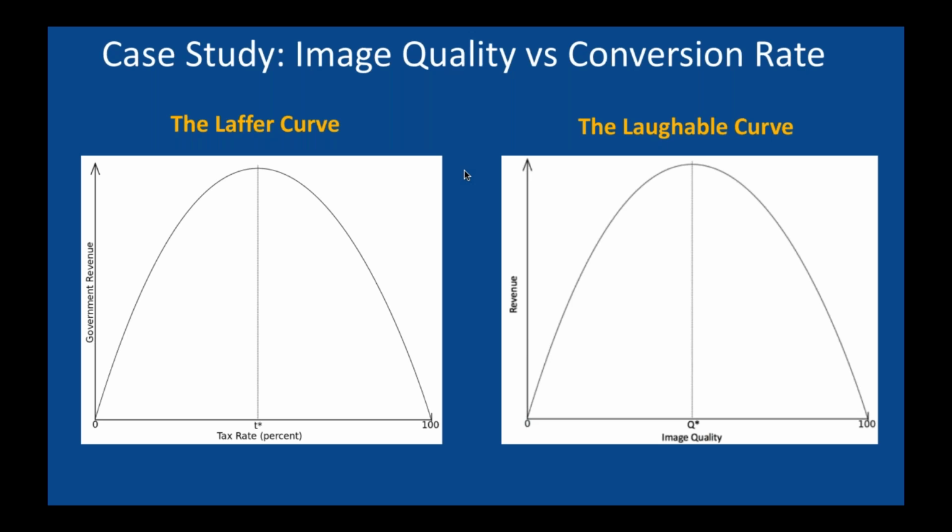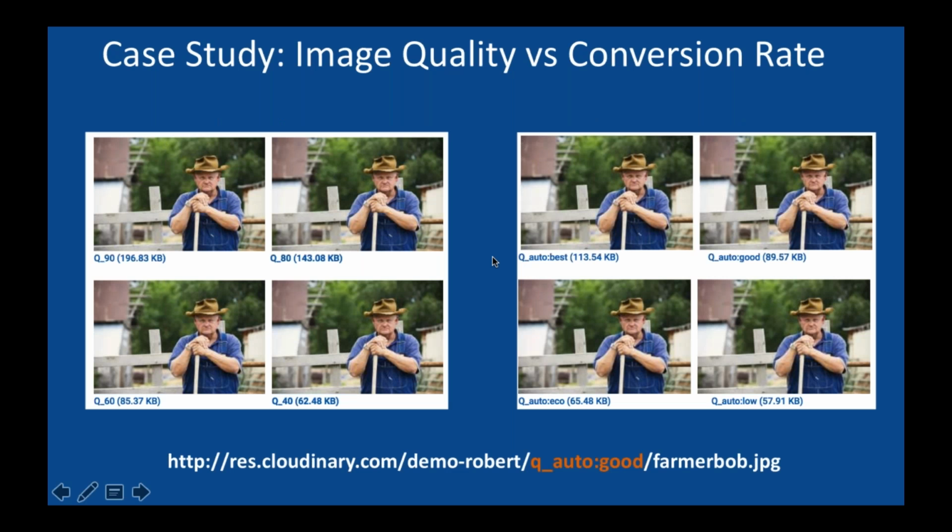And it doesn't even start with a hypothesis. It starts with a well-studied theory that the amount of information you have to download and conversion have a very, very strong, not even correlative, but causative relationship. So it's very easy to test with something like Cloudinary, because you can just put the quality setting right in the URL of the image, and we'll generate these for you.